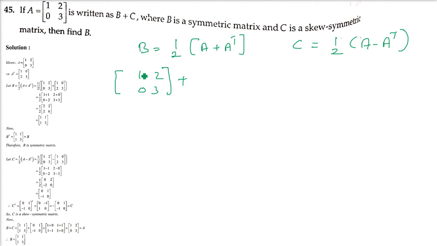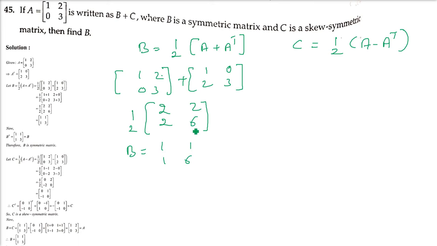So this 1, 2, 0, 3 is A. A transpose is what? Row will be column. 1, 2 will be the first column, 0, 3 will be the second column. Now just add them. 1 plus 1 is 2, 2 plus 0 is 2, 0 plus 2 is 2 and 3 plus 3 is 6. So now take the half: 1, 1, 1 and 3. So this is going to be B.